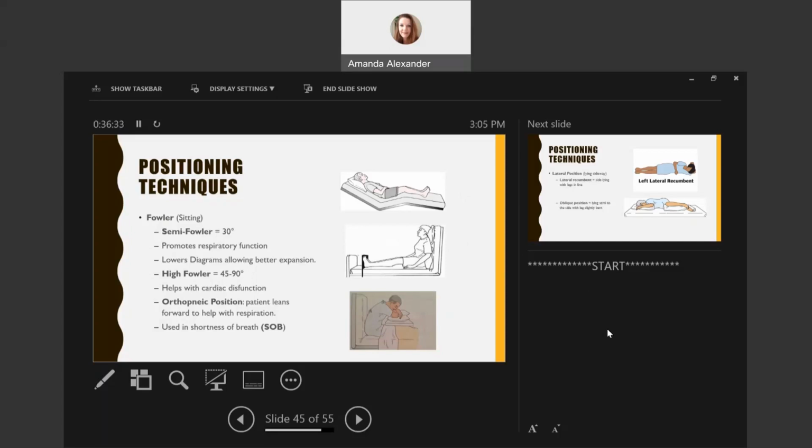The high Fowler's position, or Fowler's position, you want to consider this position if they've had like a thyroidectomy. It's to help reduce swelling or edema in the neck area. This position is 45 to 90 degrees. The orthopedic position, as you see, or what we call the Sims position, is used for respiratory patients, patients with COPD or shortness of breath.